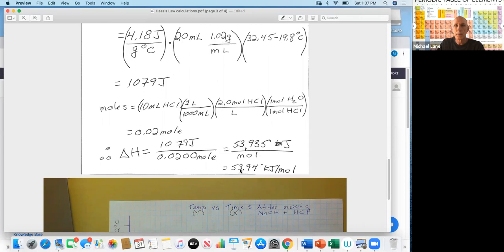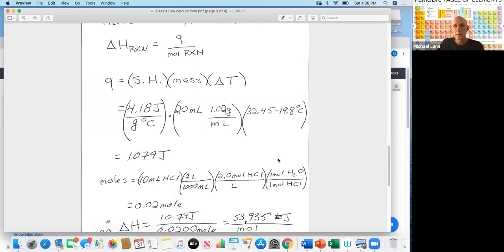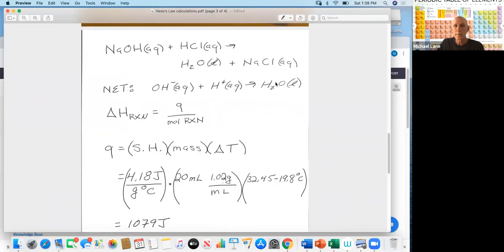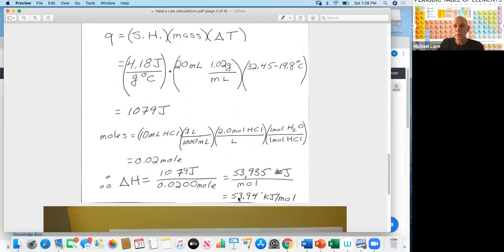And I get a value of 53.94, and I see, oops, I should have put a negative on here because that's the amount of heat that's liberated. So I change the sign to 53.94 kilojoules. Now, the known enthalpy for this reaction is minus 55.9 kilojoules. So we're pretty close, minus 55.9, minus 53.94.